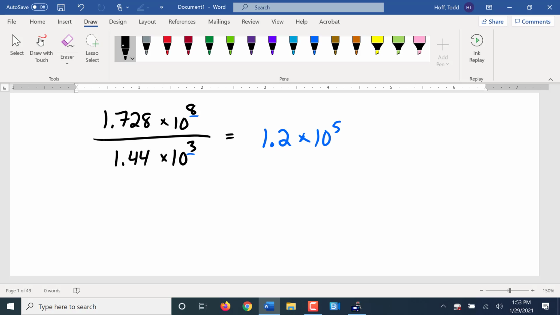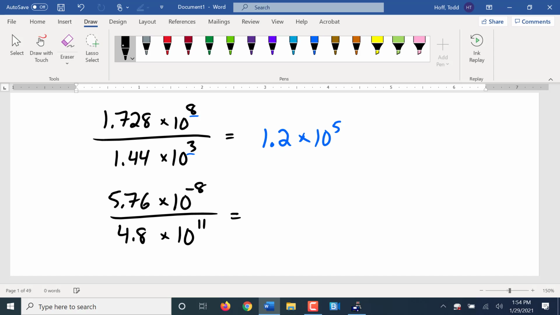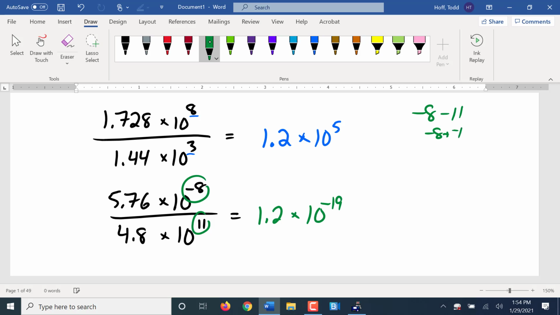We might have 5.76 times 10 to the negative 8th divided by 4.8 times 10 to the 11th. So I divide the counts. 1.2 times 10 to the negative 8 minus 11 is a negative 19. There you go. That's negative 8 plus negative 11. So negative 8, negative 11 is negative 19.